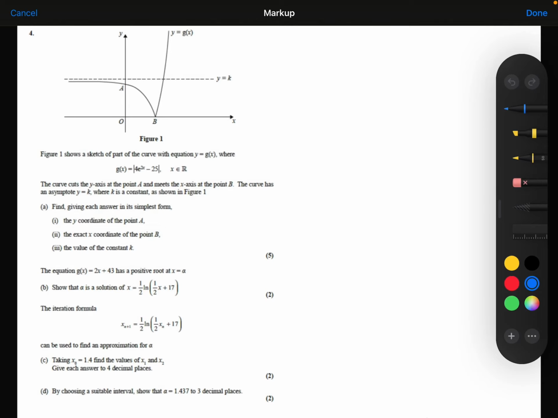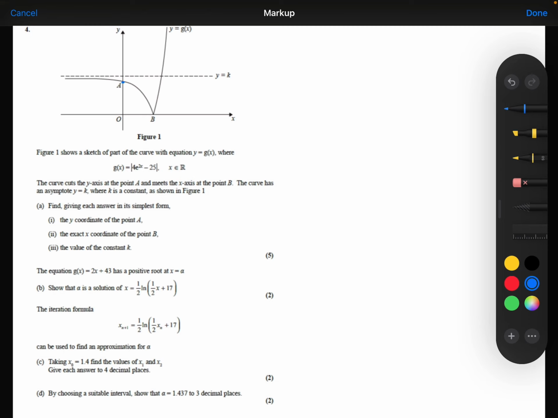Figure 1 shows a sketch of part of the curve with the equation y equals g of x, where g of x is equal to the modulus of 4e to the power 2x minus 25, where x is a real number. The curve cuts the y-axis at point A and meets the x-axis at the point B. The curve has the asymptote y equals k, where k is a constant, as shown in figure 1. Part A. Find, giving each answer in its simplest form, I, the y-coordinate of point A.